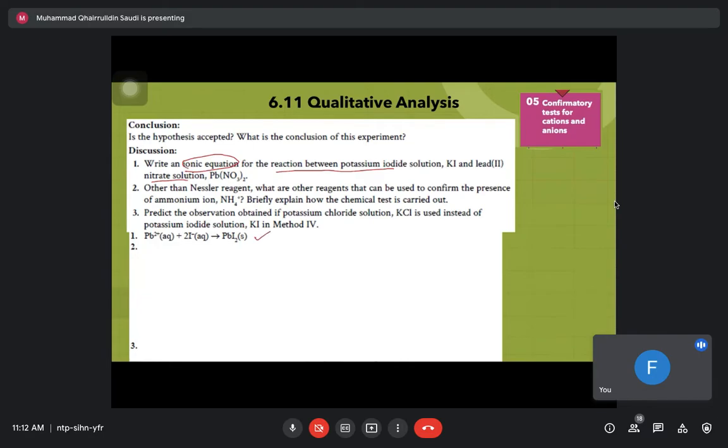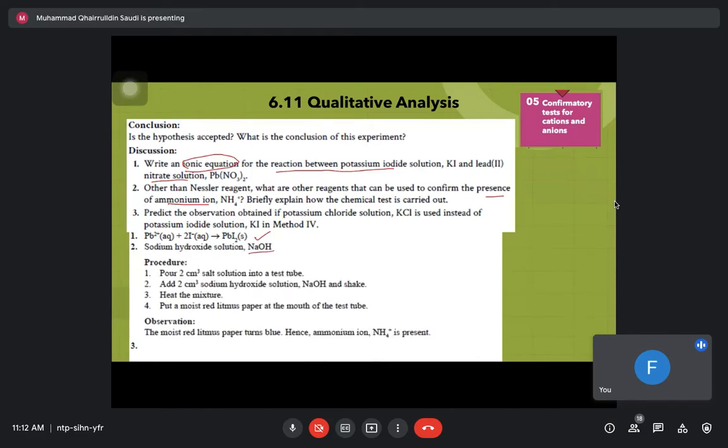Okay. Other than Nessler's reagent, what are other reagents that can be used to confirm the presence of ammonium ion? Briefly explain how the chemical test is carried out. Okay, you can also use sodium hydroxide untuk confirm the presence of ammonium. Sebab bila kita tambahkan sodium hydroxide ke dalam amonia, apa akan jadi? Dan kita heatkan mixture tersebut, kemudian kita akan test the gas that is produced. So macam ni kita test gas produced, kita put the moist red litmus paper at the mouth of the test tube. So the moist red litmus paper akan turns blue. Okay.